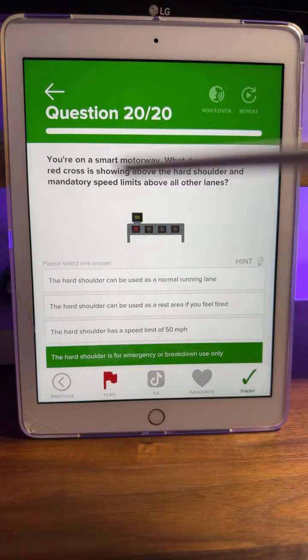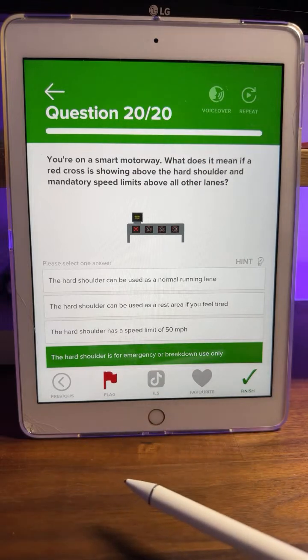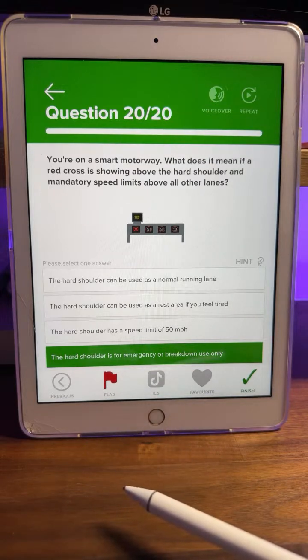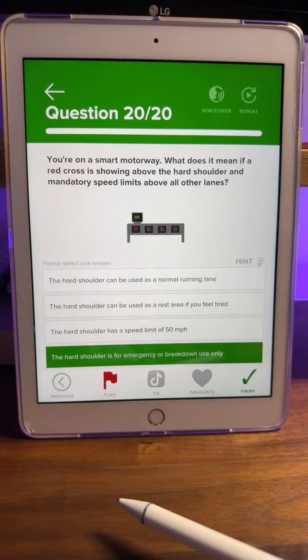I'm just going to flag this because I don't want it to jump straight to what we got right on this. Okay, so a lot of you are actually saying D. Krishna is saying D.